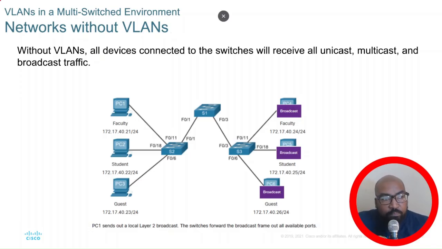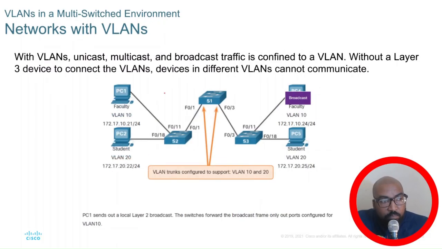Very similar to that. So without VLANs, all devices connected to the switch will receive all unicast, multicast, and broadcast traffic. In this case, the unicast would happen after the broadcast because the MAC address tables will be developed. But still, even with that, with virtual local area networks, there's more efficiency. So with VLANs, unicast, multicast, and broadcast traffic is confined to a VLAN.